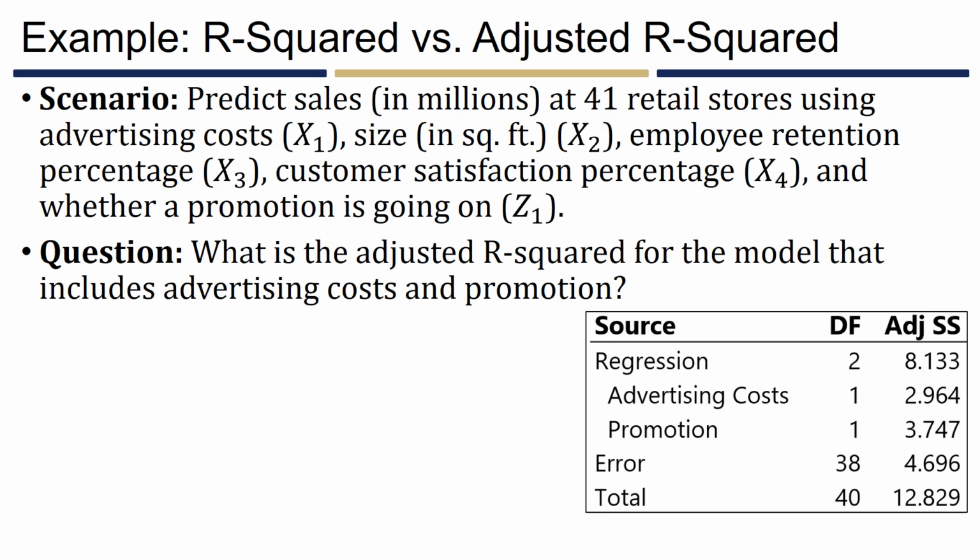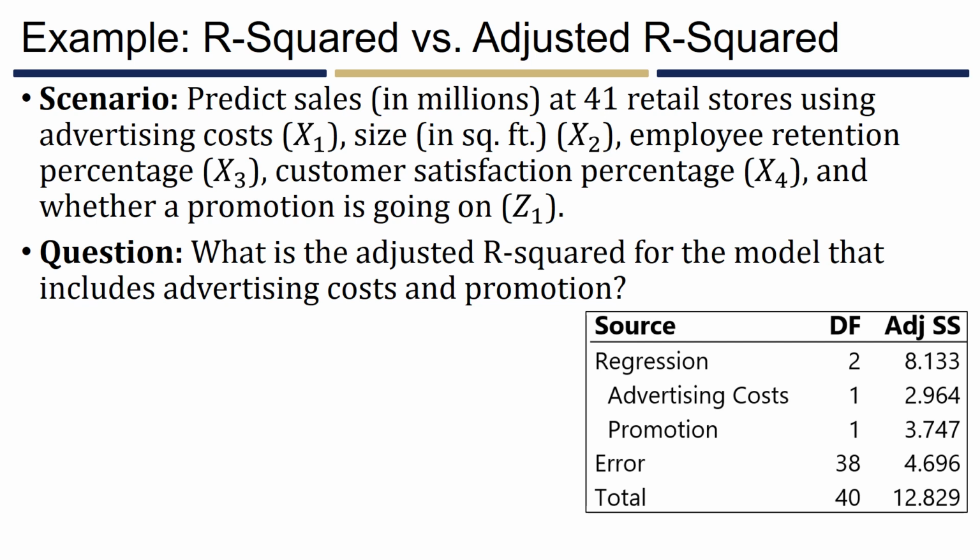So let's take a look at an example. What we want to do is predict sales in millions of dollars at 41 retail stores using 5 different predictors. We have advertising costs, which is x1, the size of the store, which is x2, employee retention percentage, x3, customer satisfaction percentage, which is x4, and then a dummy variable indicating whether or not a promotion happens to be going on at the time, and we'll denote that by z1. We want to calculate out the adjusted R squared for the model that includes only advertising costs and whether or not a promotion is going on.